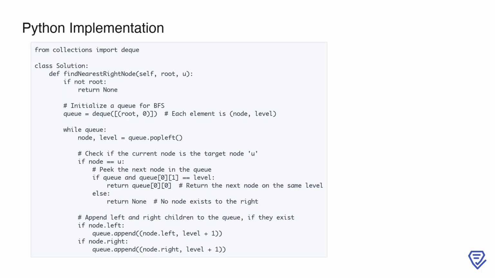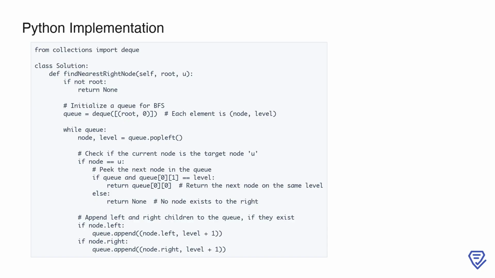Here, we start by importing the deque class from the collections module, which will help us implement a breadth-first search, or BFS, traversal. Within the solution class, we define the method findNearestRightNode that takes two parameters, the root of the binary tree and the target node U. The first condition checks if the root is null, and if so, we immediately return None, as there's no tree to traverse. Next, we initialize a queue for BFS.